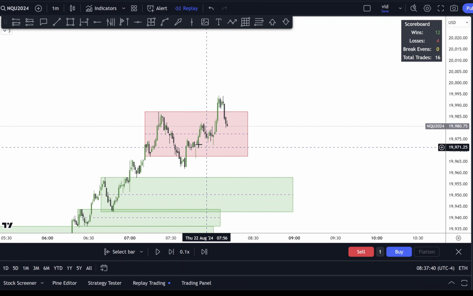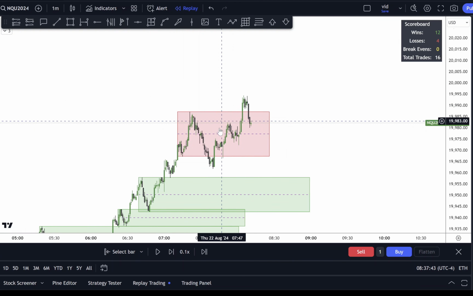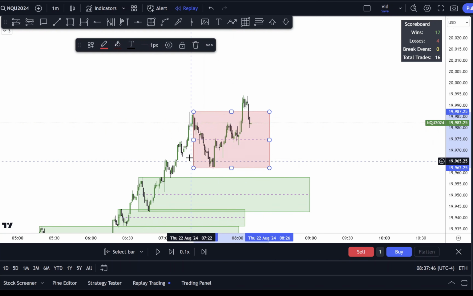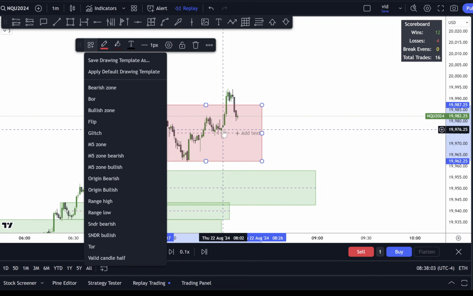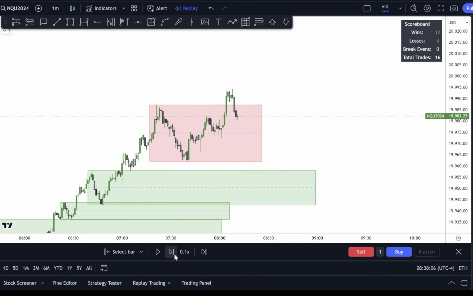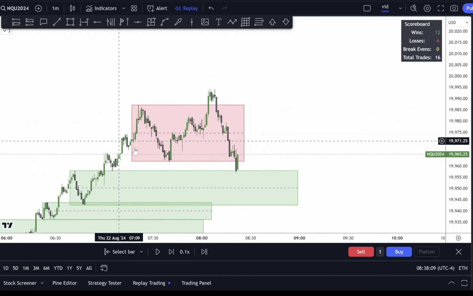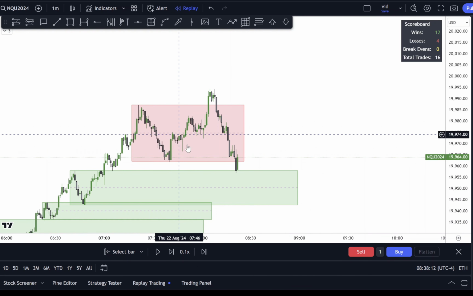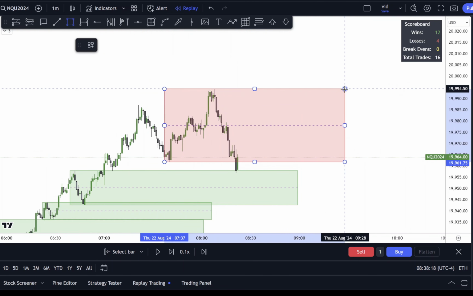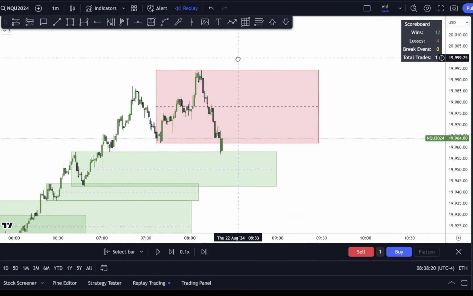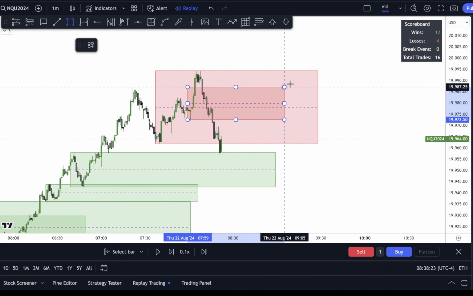Okay, now we had this bullish zone here, but the problem is that we had news at 8:30. So I was waiting here for price to show me more information. I was waiting for news to happen, which saved me from this bullish loss, okay? But now I had this bearish zone and this bearish glitch zone, okay?